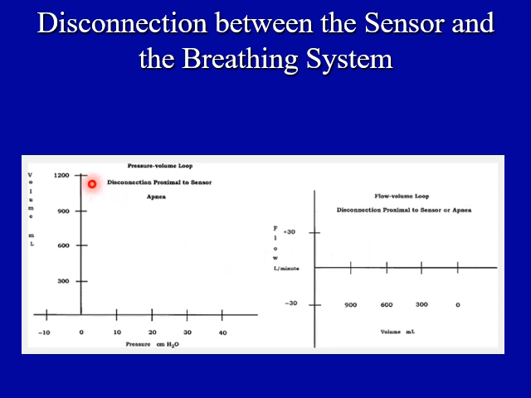Here in this graph we can see that there are no recordings in the case of the pressure volume loop and also the flow volume loop. This indicates a disconnection between the sensor and the breathing system.